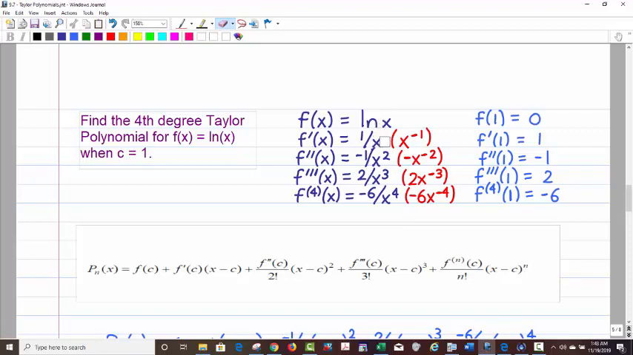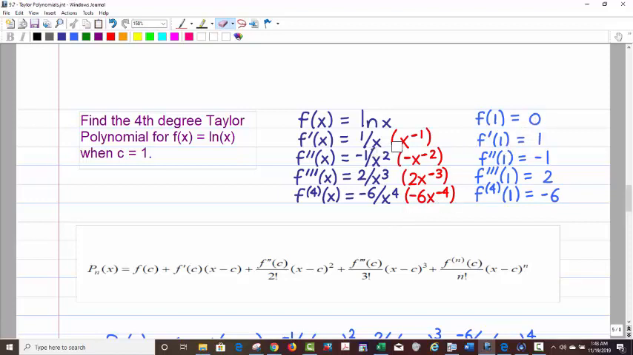The derivative of ln of x will be 1 over x, which is x to the negative 1. And so I just kind of took the derivatives using the negative exponent and then rewrote them without it. So it'd be negative x to the negative 2. Negative 2 times negative 1 is 2. Makes that x to the negative 3. And then negative 3 times 2 is negative 6, x to the negative 4. Plug in 1 in each one of those.